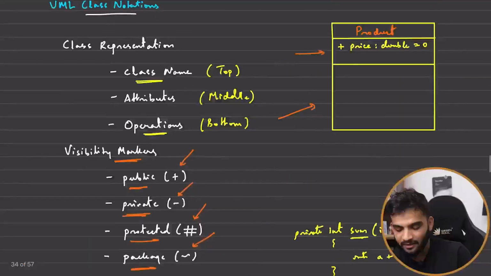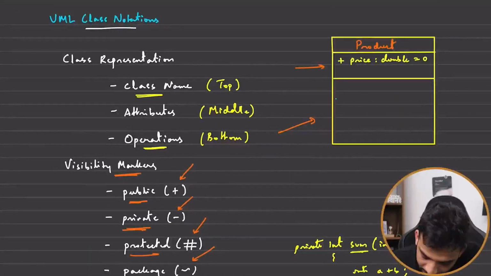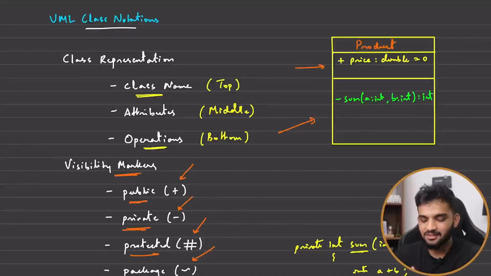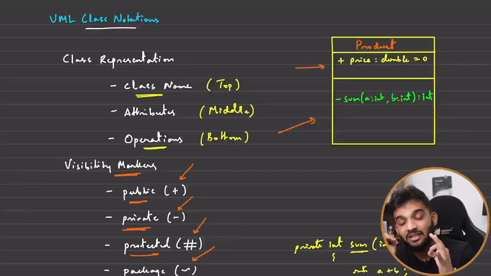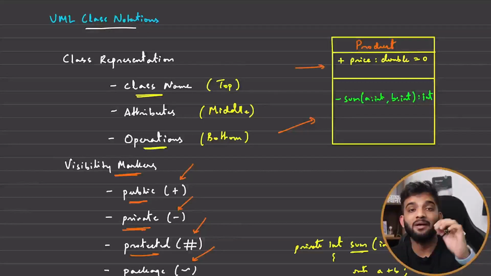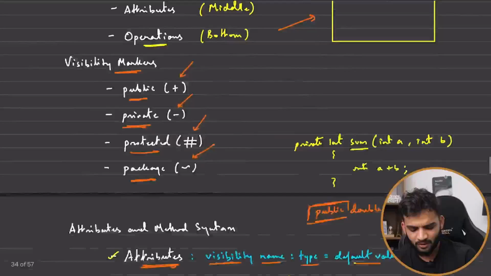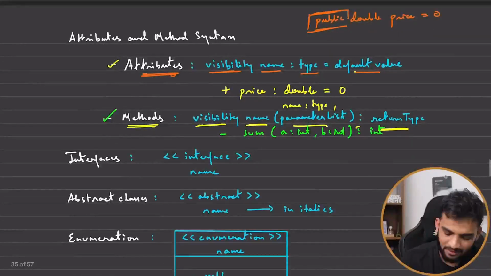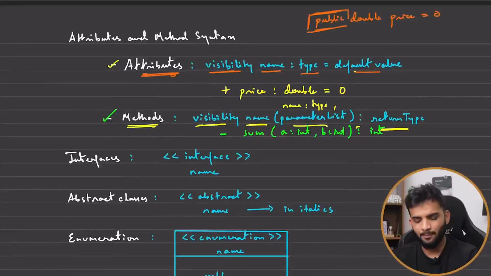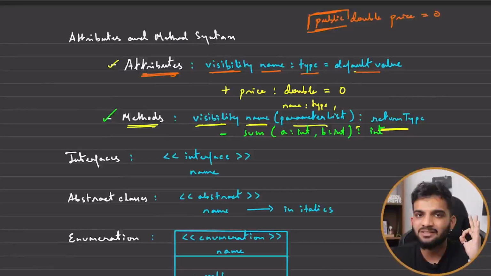So if I have to write it in the bottom compartment, it will be this: sum, and then a integer, comma b integer, and then a return type of integer. So this is how you will be writing the methods in the bottom compartment. In the last compartment, all the methods will go. Perfect. So now we know about the methods as well. This is about the class representation.